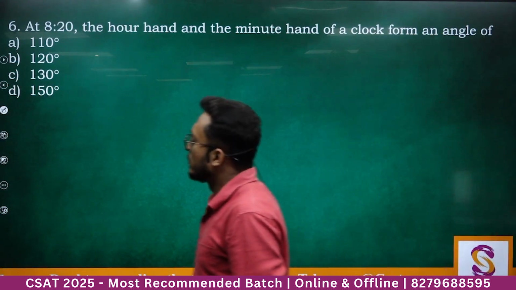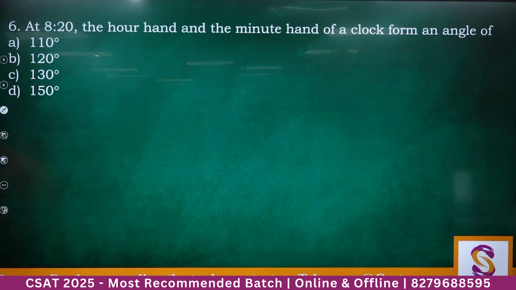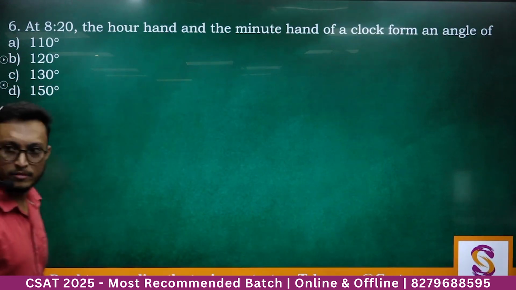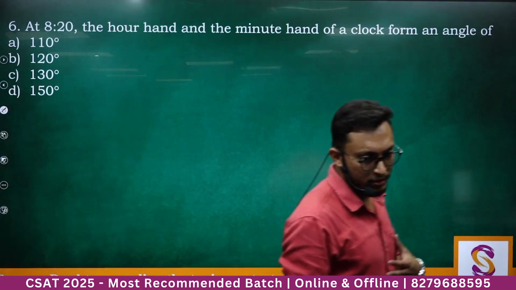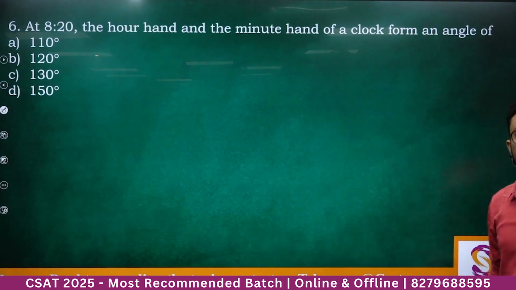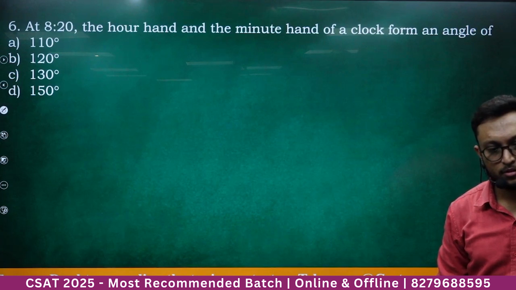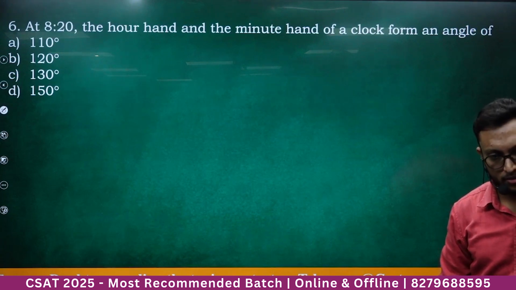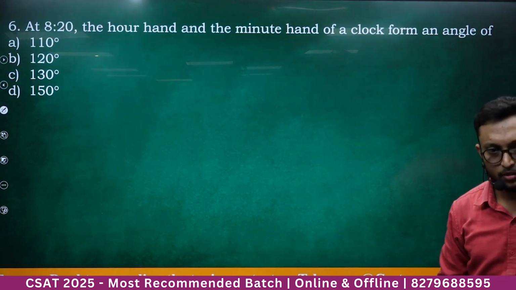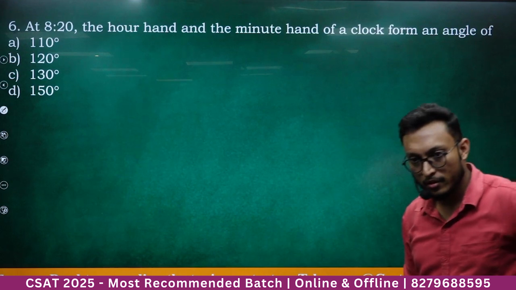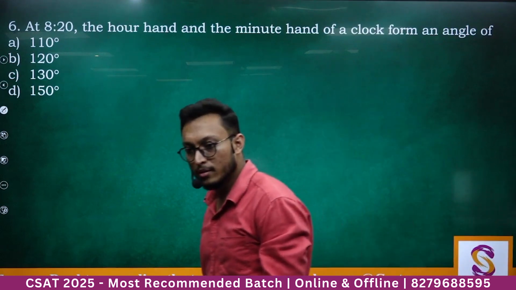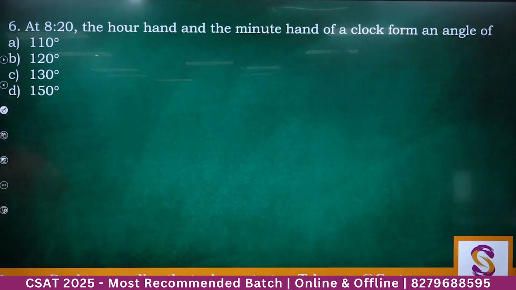कितना आ रहा है? 110. 130. How many of you are getting 110? How many of you are getting 130? 110, 130, 110, 130. कुछ का 110 है, कुछ का 130 है.